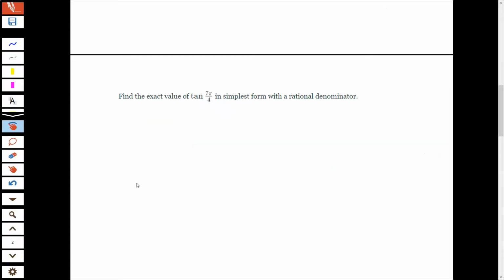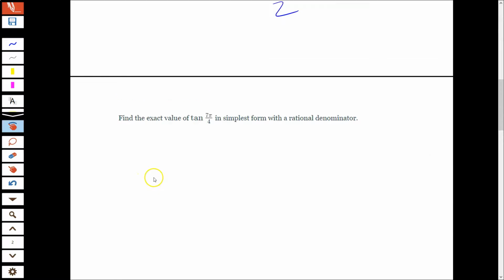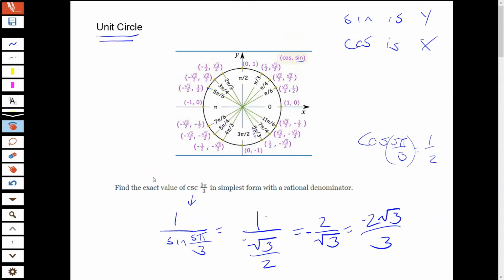Okay, find the exact value of tangent of 7 pi over 4. So I'm going to look it up, 7 pi over 4, and that's almost 2 pi if you think about it, right? So I know that's going to be down here somewhere. Okay. Now we're kind of stuck, right? So I know cosine is x, sine is y, but there's no tangent on here, and there's no other numbers. So there's one fact you need to know.